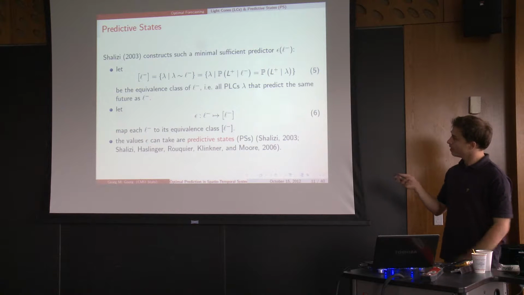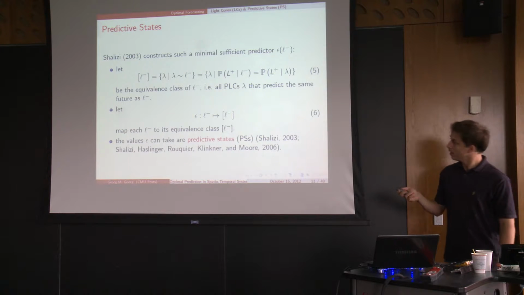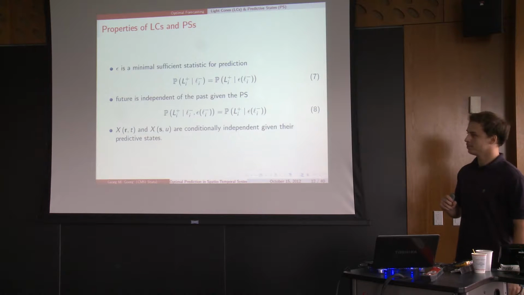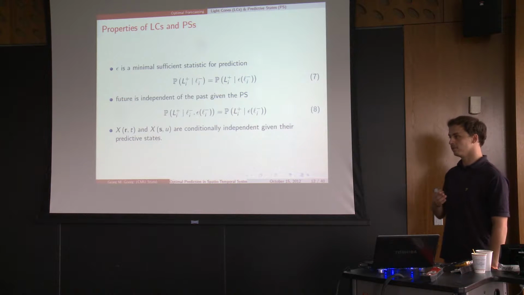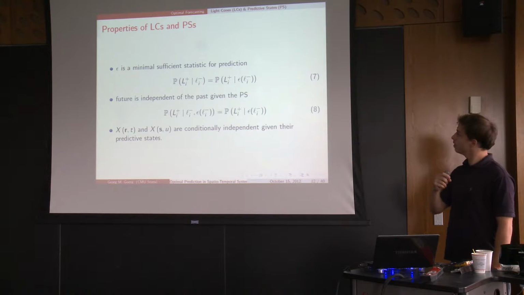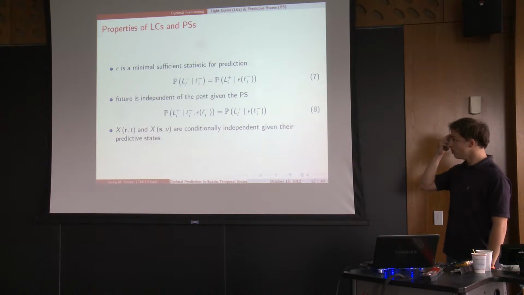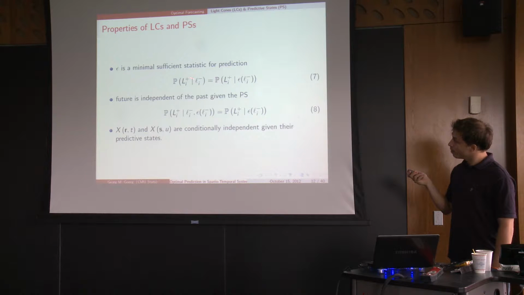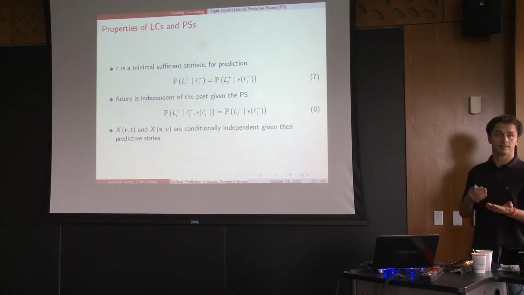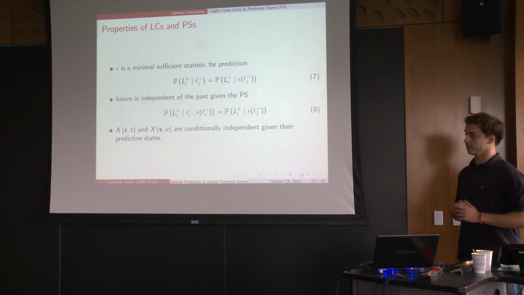And the values it can take are called predictive states, and they have very nice properties. Namely, one, they are minimal sufficient. So now I showed you what this epsilon is. It's a minimal sufficient statistic for prediction, meaning I can replace the L minus here by the summary of the data, and hopefully reduce the dimension of the problem. And another nice property is that the future is independent of the past given the predictive state.